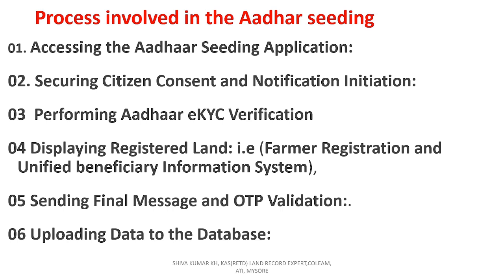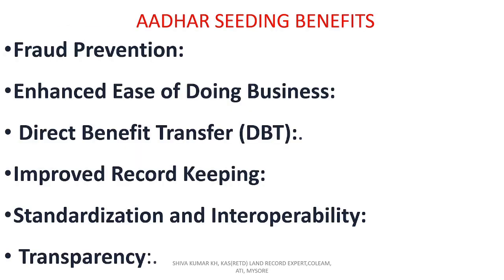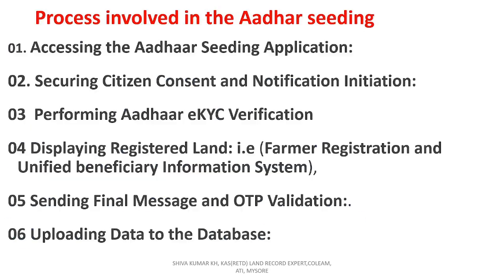And fourth is displaying registered land. If the citizen's land is registered in FRUITS, that is Farmer Registration and Unified Beneficiary Information System, the relevant plots are already displayed. Otherwise, the VAO selects the remaining plots in the village against the citizen. Say if that farmer is already registered in FRUITS, then he need not do the Aadhar seeding. So only those plots which are not covered in that will be taken into consideration.